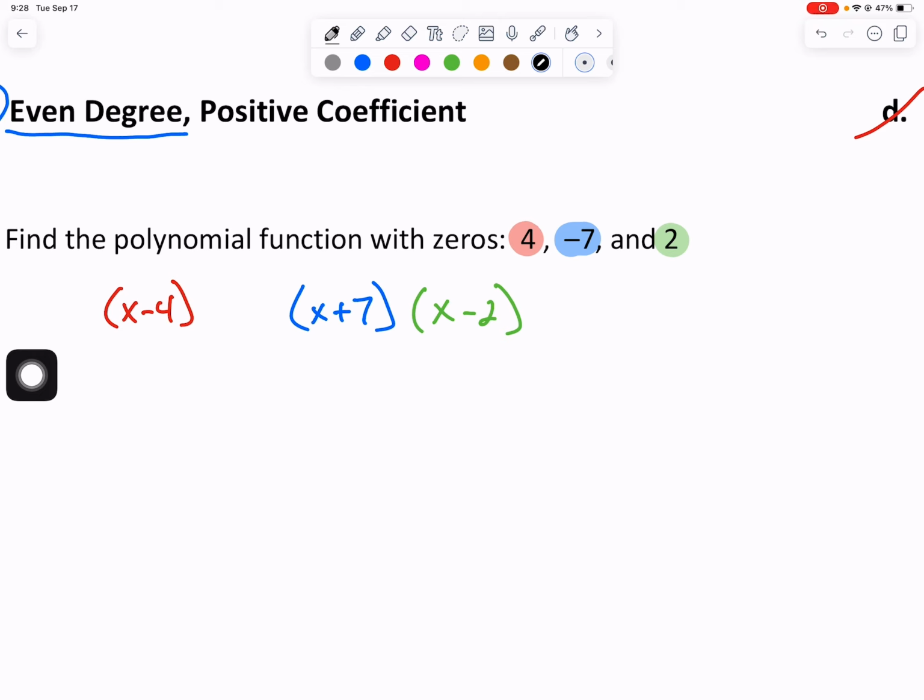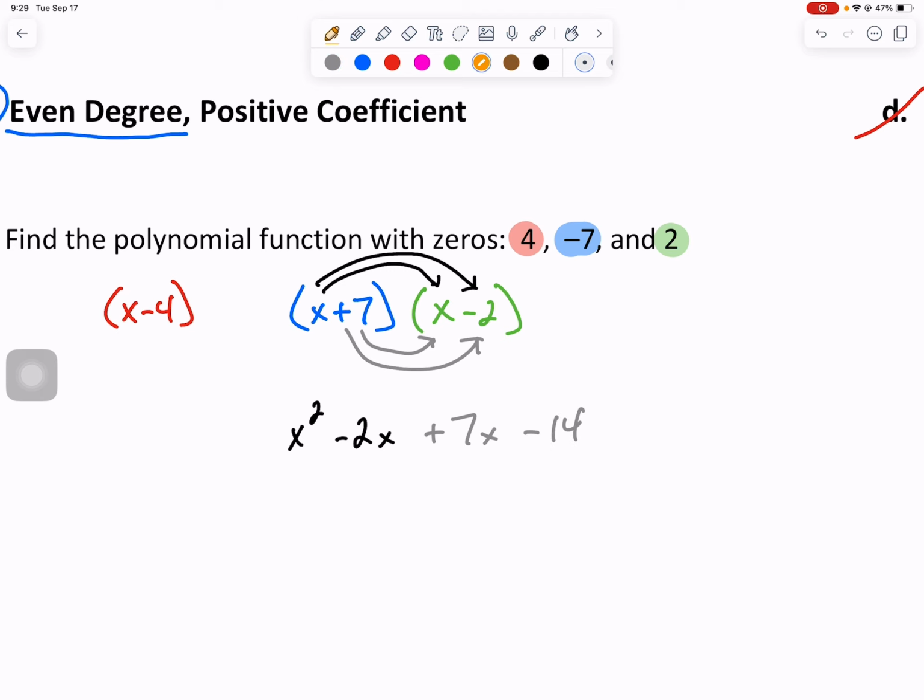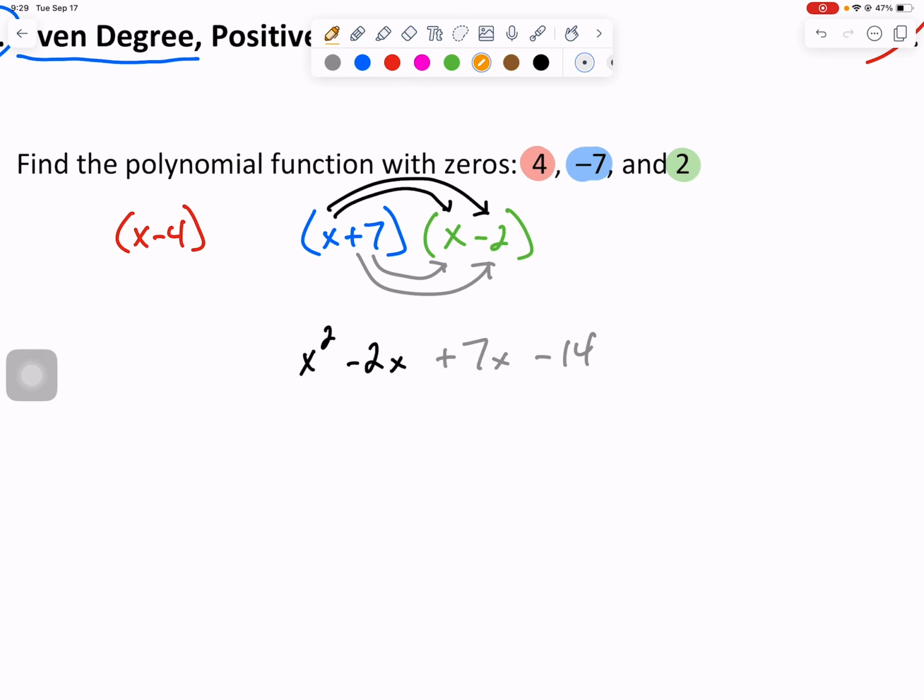From here, we're going to distribute. I'm going to take my x times x. I'm going to get x squared. I'm going to do x times -2. We're going to get -2x. Switch colors here. 7 times x gives us plus 7x. 7 times -2 gives us, yes, wonderful, -14. From here, we have to combine like terms. Our x squared, can this be combined with anything? No. Just go ahead and write it down.